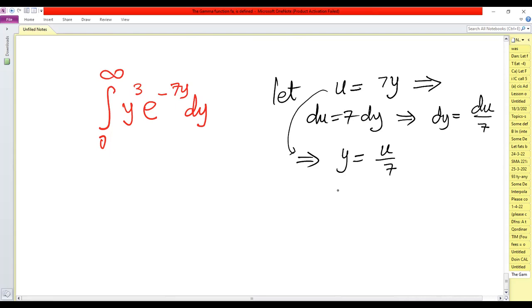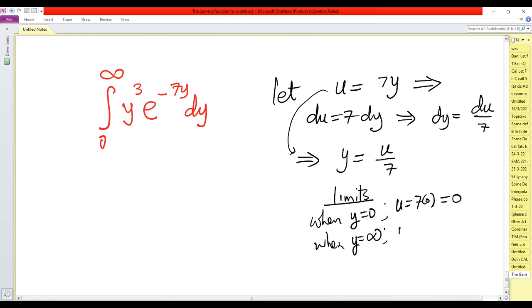And then limits, you also have to determine how the limits are changing. When y is 0, u will be given by 7 times 0, which is 0. So lower limit does not change. And then when y is infinity, u will be given by 7 times infinity, which is also infinity. So limits do not change.